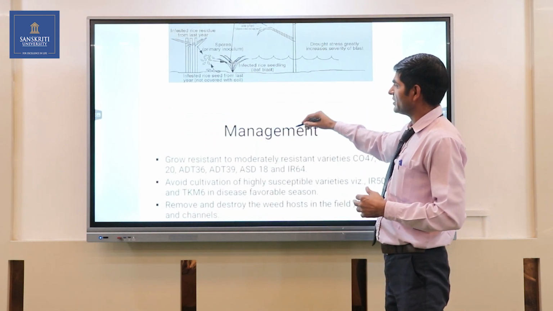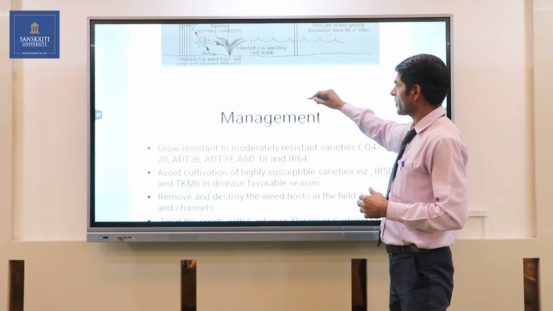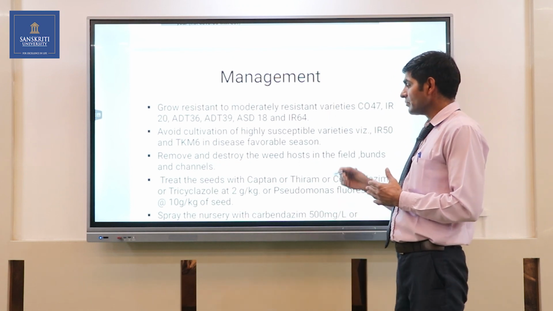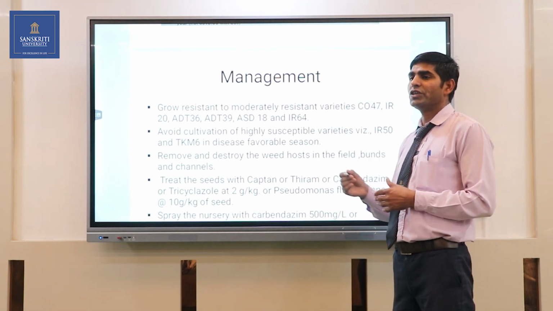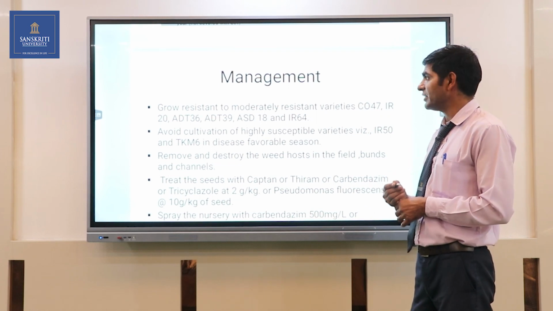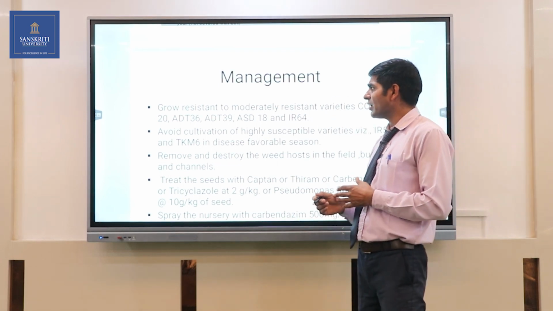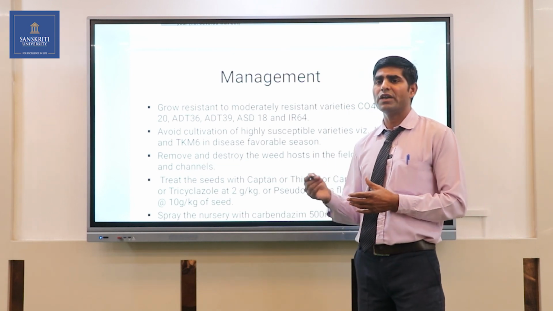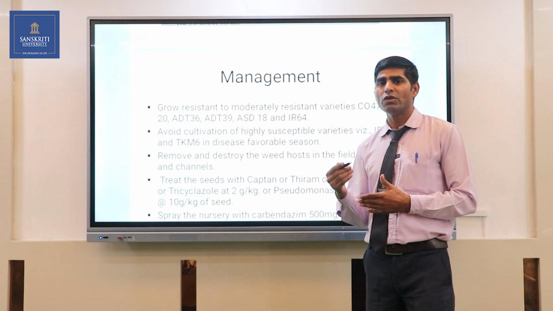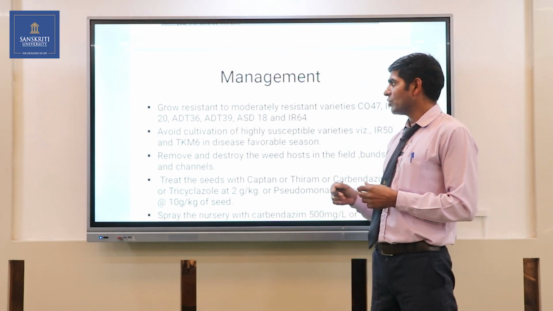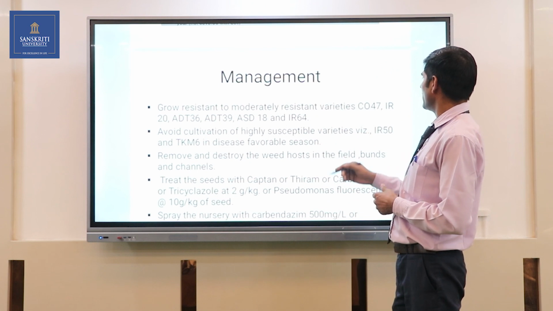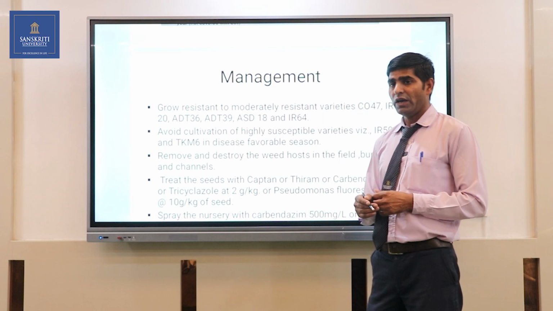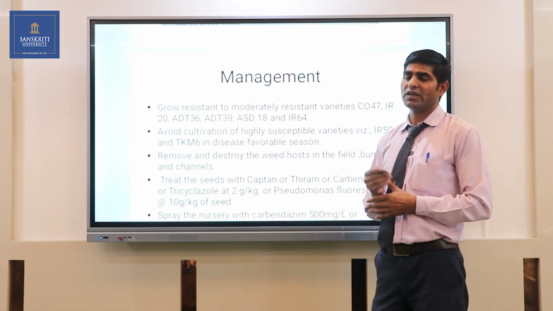And now we discuss the last one, the management. So this is one of the most important techniques which we use to control the blast disease of rice. Generally we grow the resistant variety. There are many resistant varieties available in the market, such as ADT 1509, and some others: CO47, IR20, AD36, 11, 21. These are the resistant varieties.